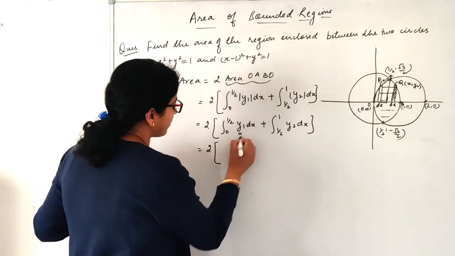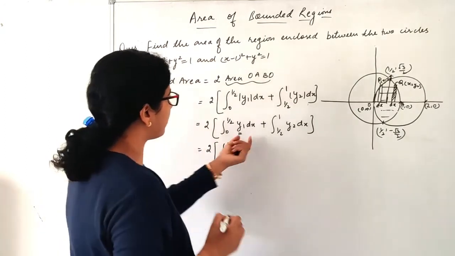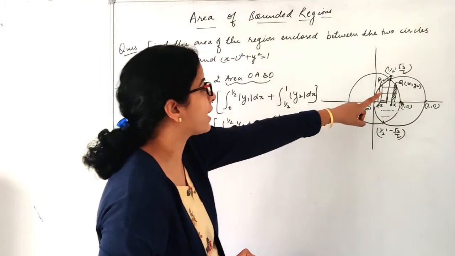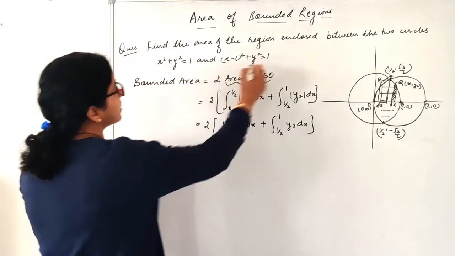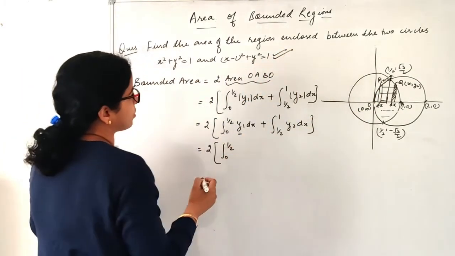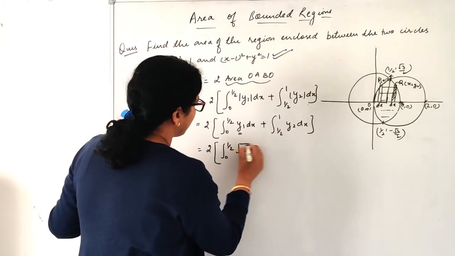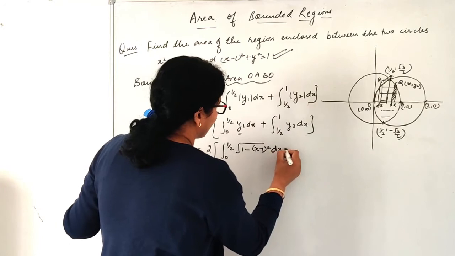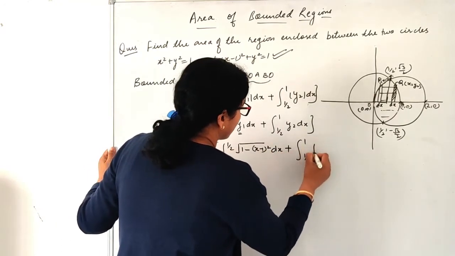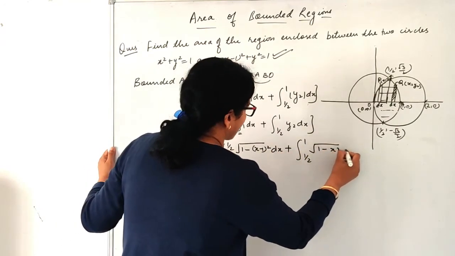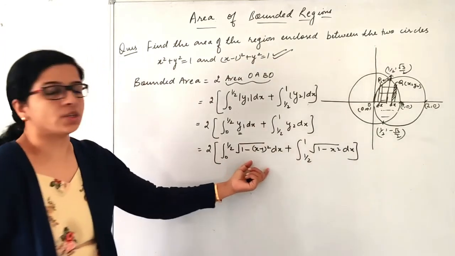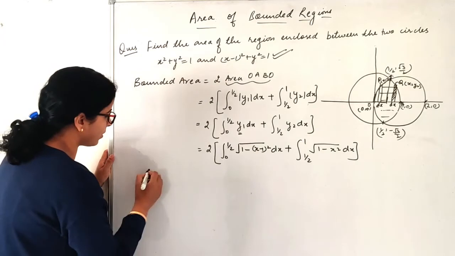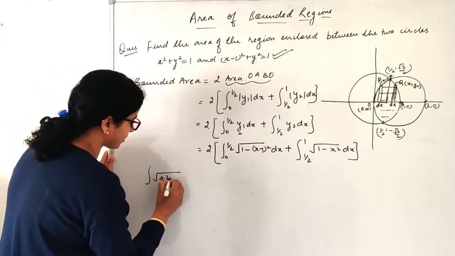Because they both are above the x-axis, I can remove the mod. Now let us find out the value of y1. So what is the value of y1? y1 is nothing but the value we will get from the circle which has the center (1, 0). So it will become root of 1 minus (x minus 1) whole square dx plus, from 1 by 2 to 1, root 1 minus x square dx. Now we will substitute the direct formula and find our limit. So what is the formula? Root a square minus x square dx.